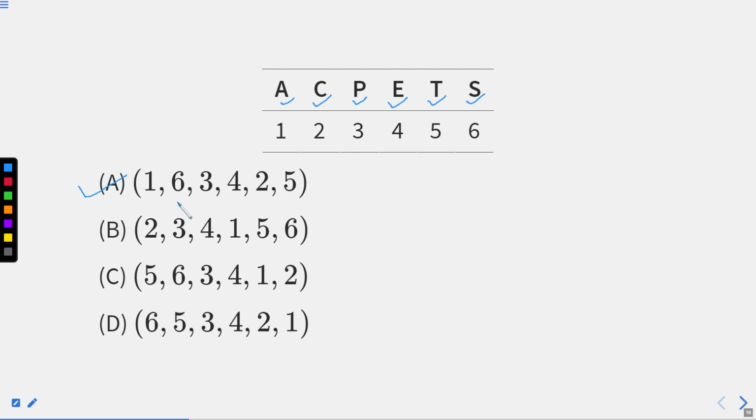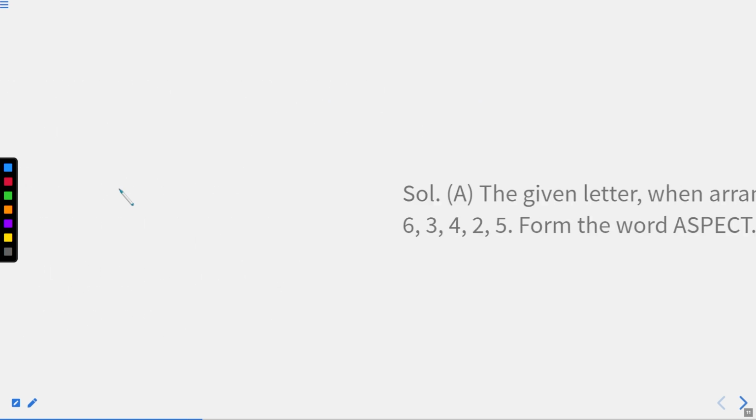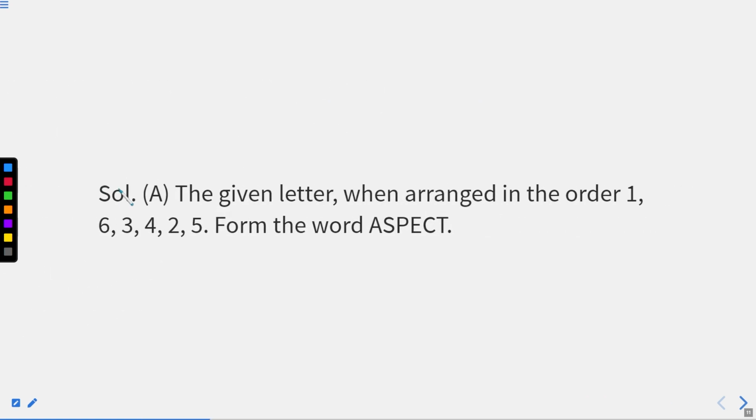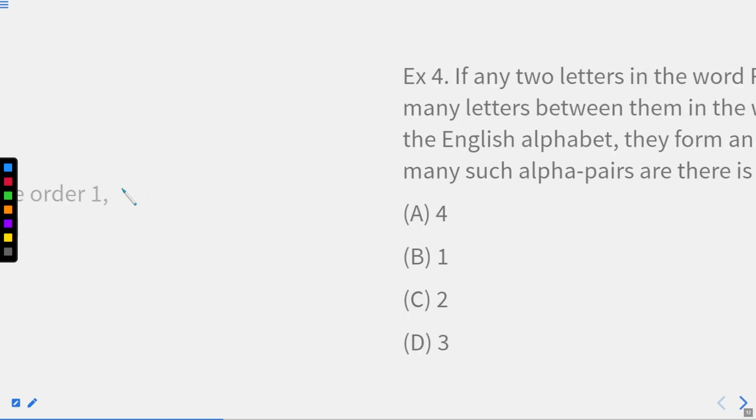This question is a pretty similar question of using the place values, but here the place values are given in a different order, right? So we need to arrange them to form a meaningful word. Eventually we'll get closer to our answer. I hope this question is clear. Now I'll move to the next question where I'm explaining a different concept, right?